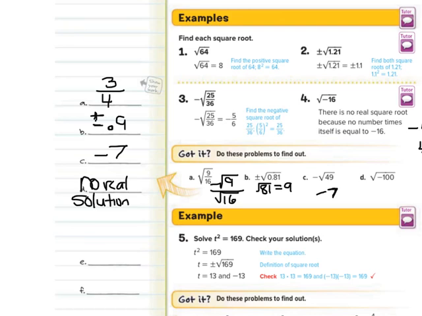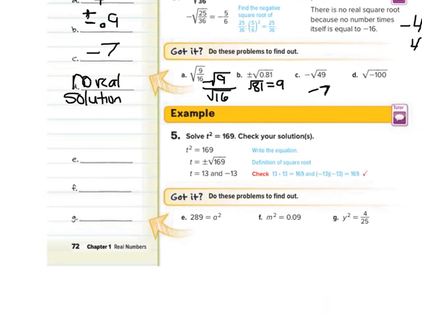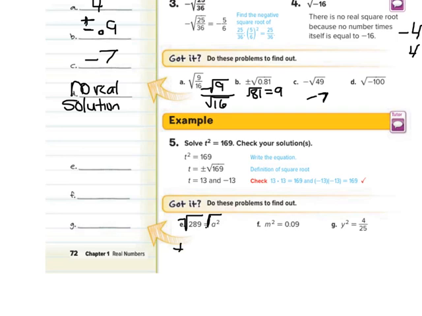Now what about equations? Solve t squared equals 169, check your solution. We're going to take the square root of both sides to simplify this. Remember, squaring a number and taking a square root of a number are inverse operations. So, what about our example? If we take the square root of both sides here, we're going to end up with plus or minus 17 equals A. So our answer is plus or minus 17.